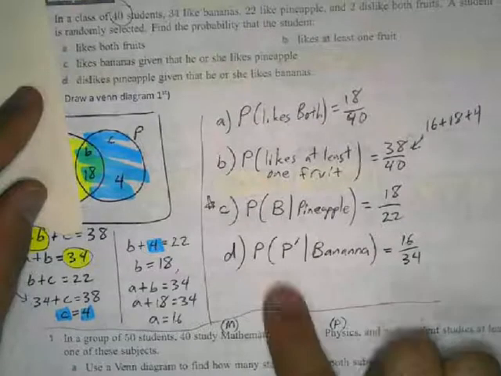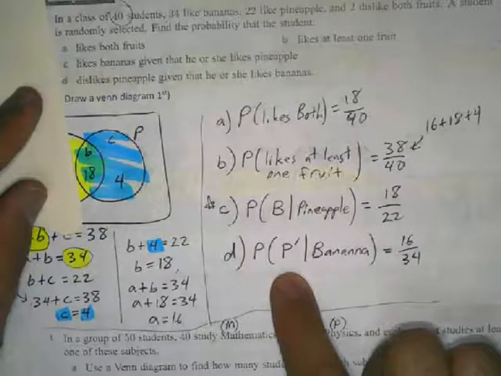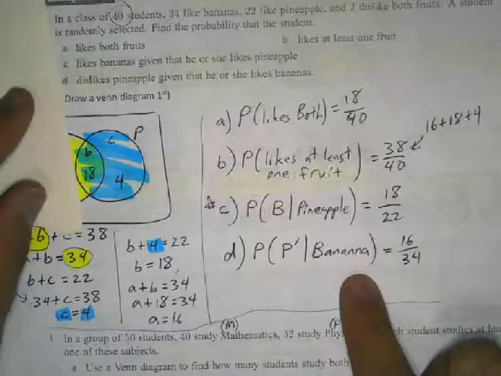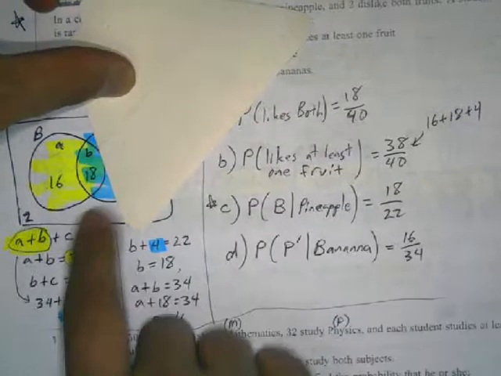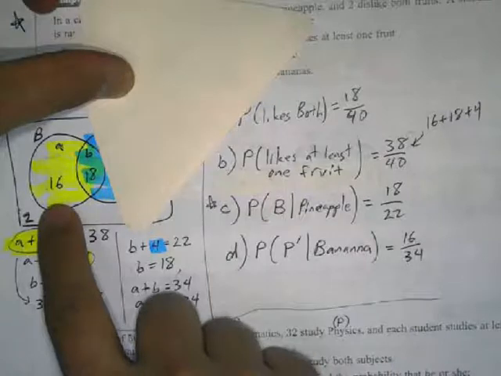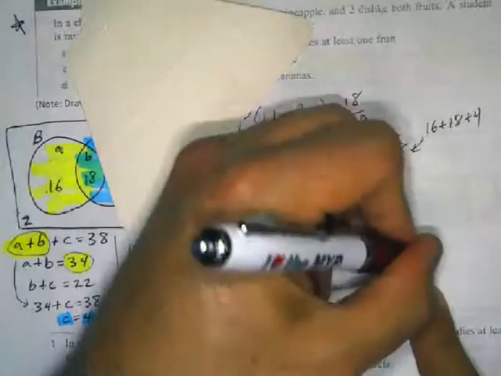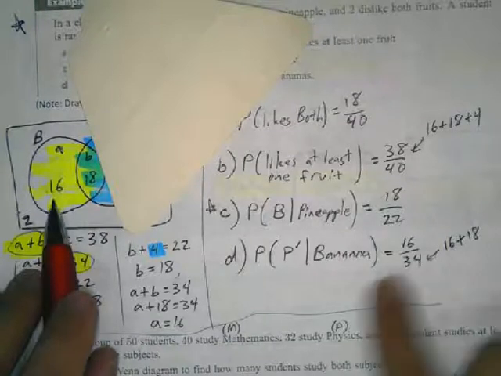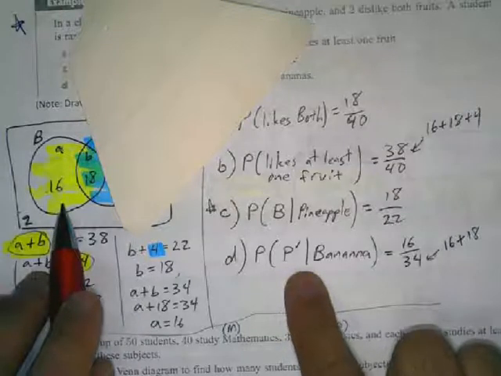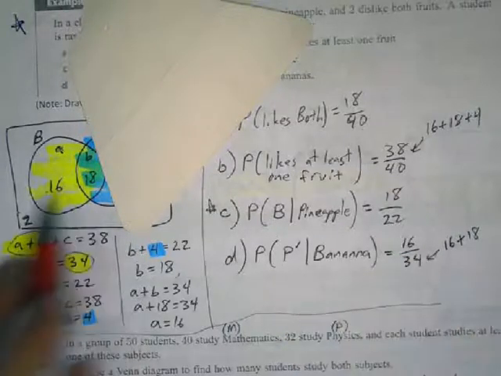Okay, let's do question D. What is the probability that a person does not like pineapple given that they like bananas? So now I'm going over here. Given that they like bananas, here's our banana circle. So my world only consists of banana-loving people, which is 16 plus 18. My denominator is 34. Right? And my numerator is 16 because these people don't like pineapples, so clearly it's just this group here. And if it said loves pineapple, then we would have had 18 in the top. You may want to hit pause and think about that.